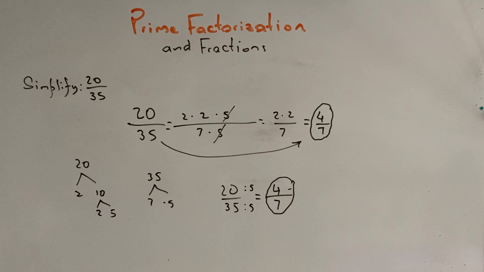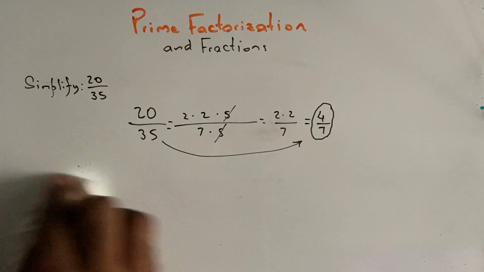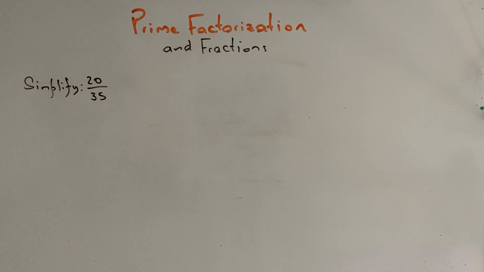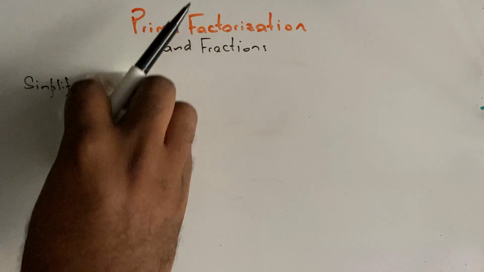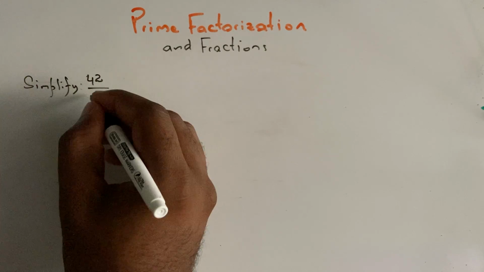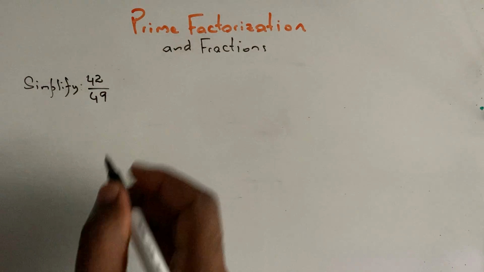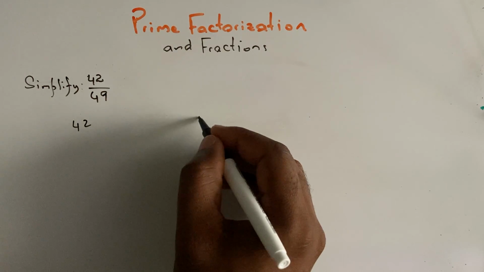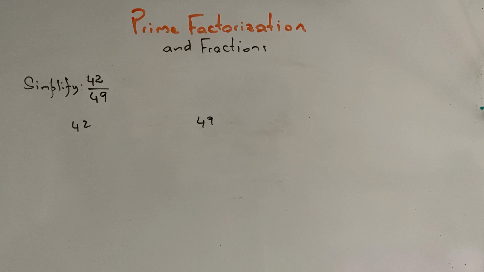Okay. Another one we can try here would be 42 over 49. Let me erase. So we have 42 over 49. Okay, so again, you may want to get the prime factorization, the prime factors, right?